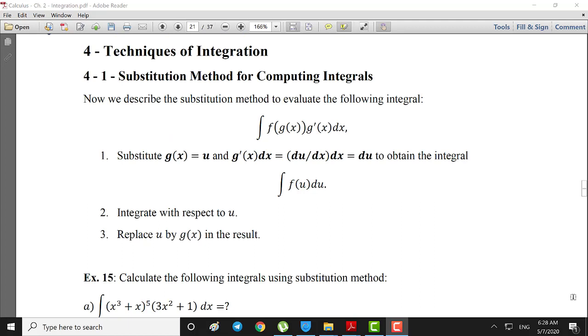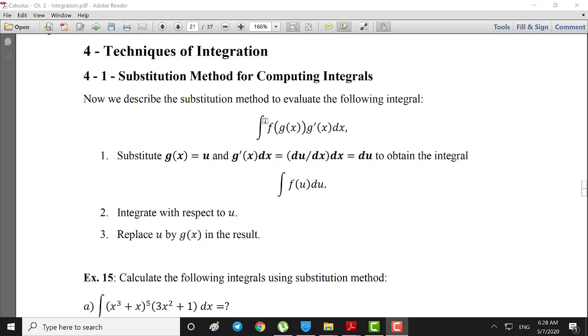Guys, part 4 of the chapter of integration is dedicated to techniques of integration, and these are techniques that you're going to use in order to evaluate more difficult integrals. And the first technique that we're going to talk about here, as we said, is going to be the substitution method. Now, we describe the substitution method to evaluate the following integrals.